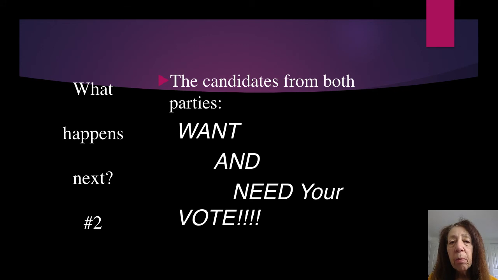What's in it for them? Your vote. They want your vote. They campaign hard. They make a lot of speeches, again, going around the country. You see them on social media and on your television. They must campaign. They want your vote. They want to win the election. They want to be your governor, your legislator, your senator, your congressperson, or your president for the United States.